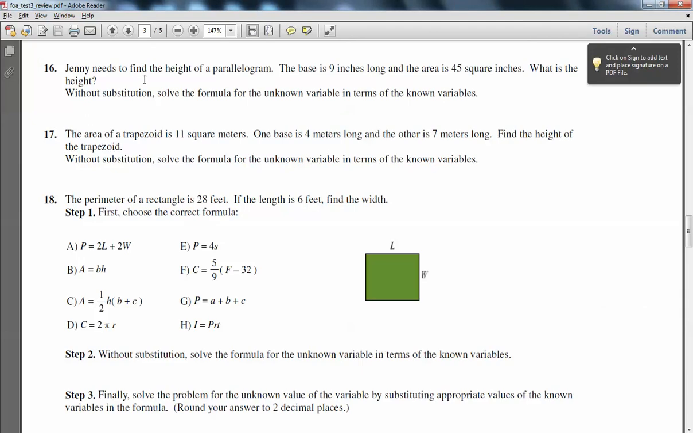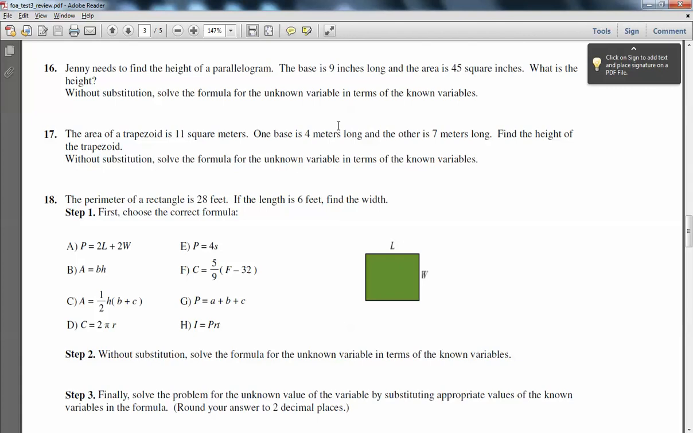Let's see. Jenny needs to find the height of a parallelogram. The base is 9 inches long. Area is 45 square inches. What is the height? Without substitution, solve the formula for the unknown variable in terms of the known variables.